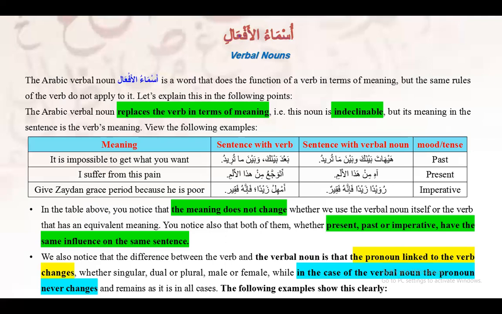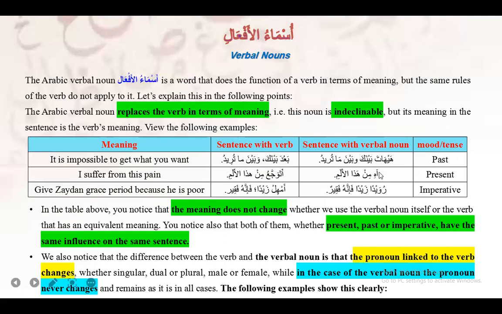Like here, هيهات بينك وبين ما تريد. It means بعد بينك وبين ما تريد, so here هيهات is the verbal noun. The verbal noun has the same meaning as بعد.